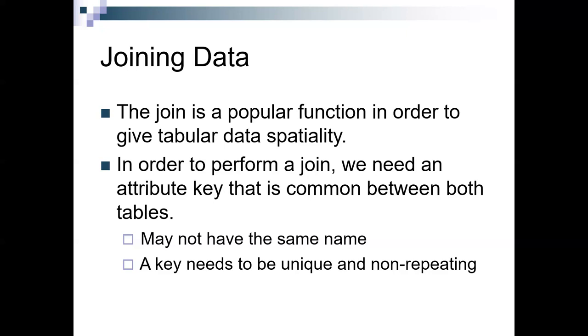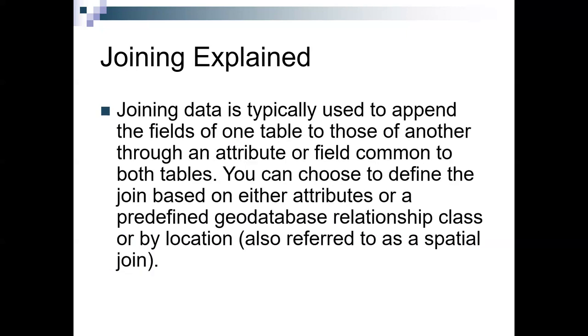So we can bring this into a GIS and we can run things like summaries. It's basically like running a pivot table, which counts the number of times something occurs. And then we have something called joins. It's a popular function to give tabular data spatiality, meaning I could stick it in a big Excel spreadsheet, but I'd rather turn it into a map. And so we've got joins here.